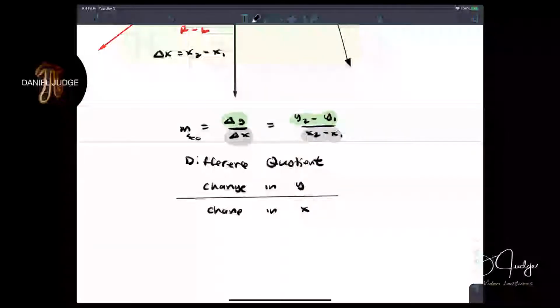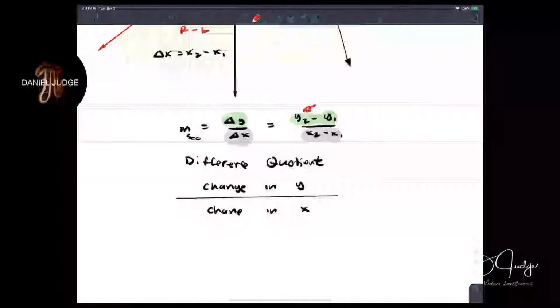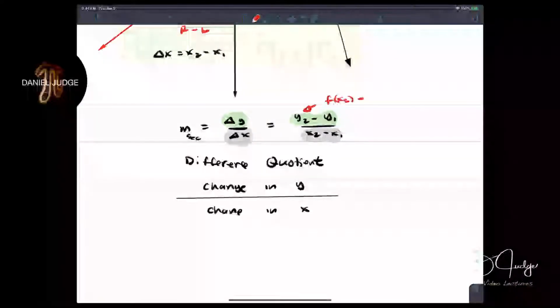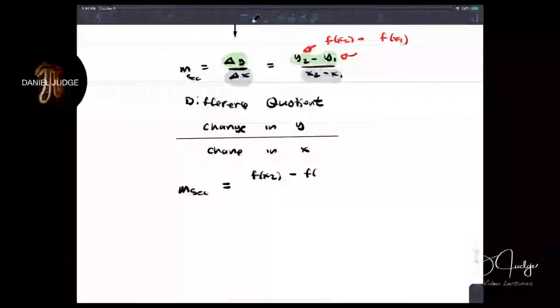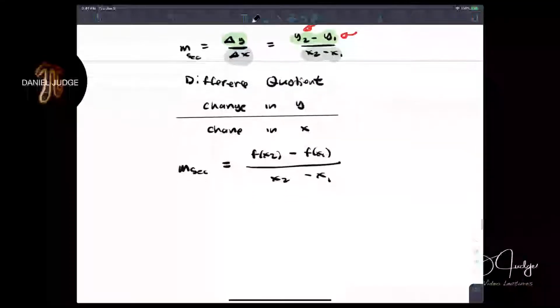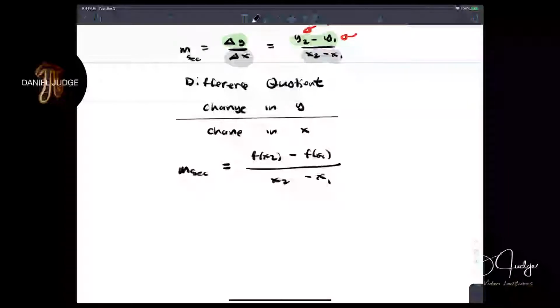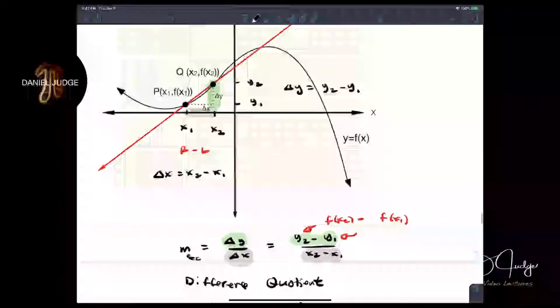So this concept, this difference quotient, if I look at it in terms of calculus, is f of x2 minus f of x1. This is what we should say is beginning algebra, and now we've got the calculus flavor, which is f of x2 minus f of x1 over x2 minus x1. Okay, so difference quotient. We're going to use this definition. And then you say, but Mr. Judge, we take that limit here.